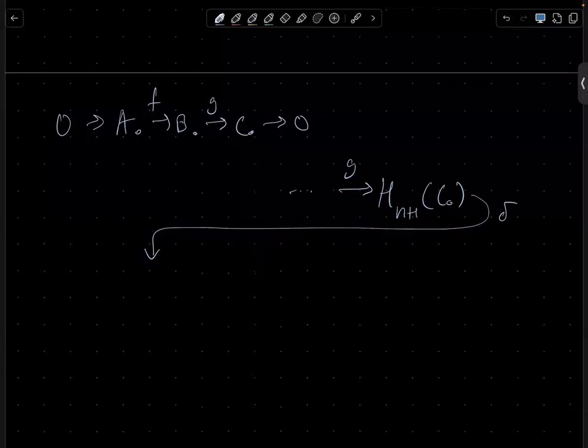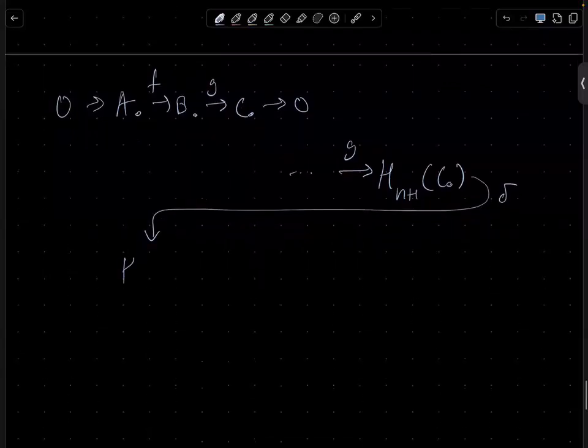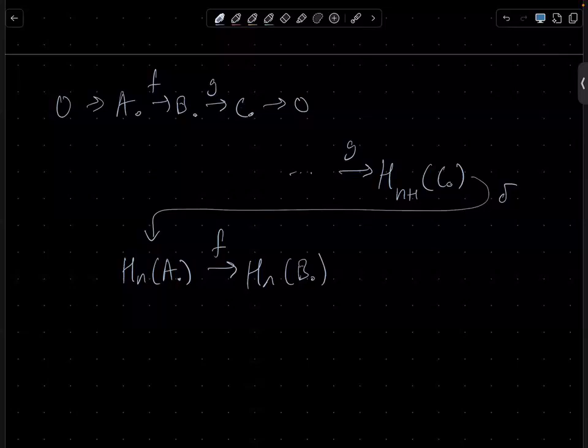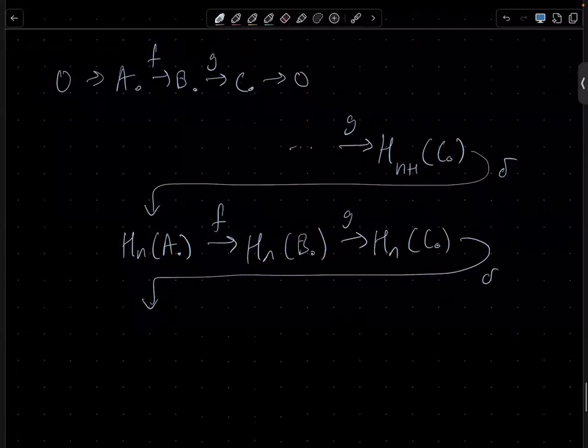You have to construct it in some funny way. Then there's Hn A bullet, the map induced by F, Hn B bullet, and then the map induced by G, Hn C bullet, and then again this weird map, and then Hn minus 1 A, so on and so forth.